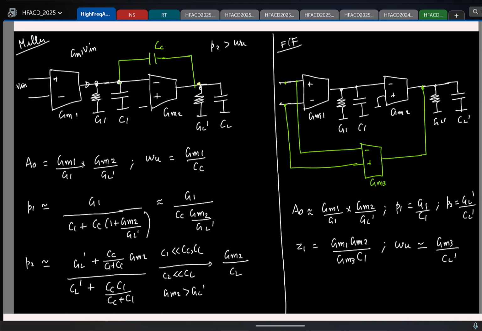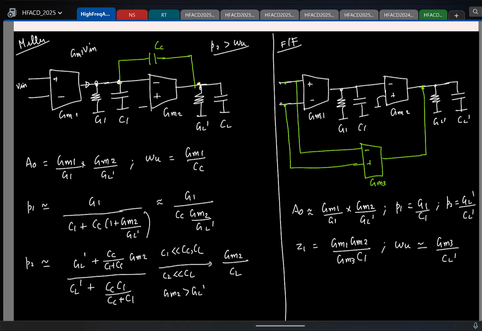And here to get a good phase margin, what should I do here? I mean with respect to unity gain frequency, the 0 should be placed much before the omega u. Right? This is the thing to do here. Okay. And we also saw the main differences between feed forward and Miller. So yeah, this is fine.